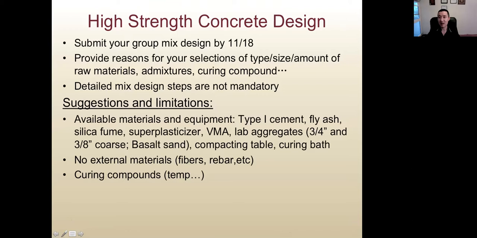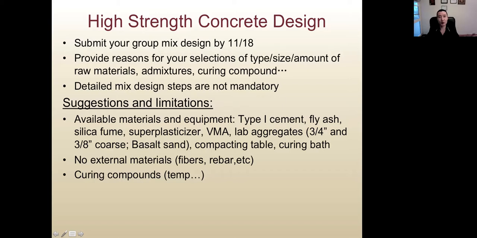All right. The last lab for this class is high strength concrete design. Typically, when we have real labs, the students design the concrete and cast the concrete based on their design, and we're going to check the strength. The group with the highest strength will have some reward in the final grades. But because this semester we only do the demo, we cannot do the real casting. But let's submit your group's high strength concrete mix design. The due date is November 18th.